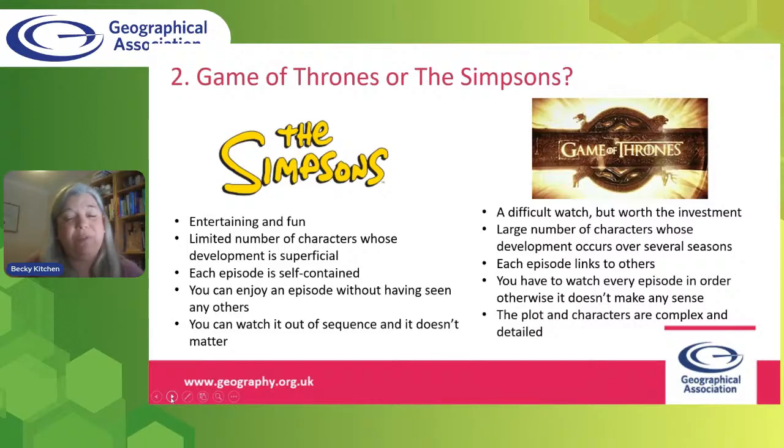Game of Thrones, if you've seen it, is quite a difficult watch, but it's worth the investment. And with Game of Thrones, there's a huge number of characters, and they become more complex and their characters develop over the course of several seasons. If you miss a few minutes, it's very, very difficult to understand where you are because each episode links to all of the others and you have to watch everything in order. Otherwise, it doesn't make any sense. And as a consequence, the plot and characters are quite complex and detailed.